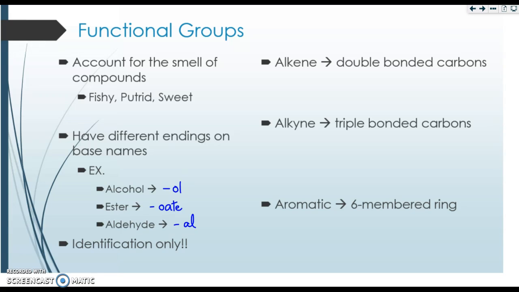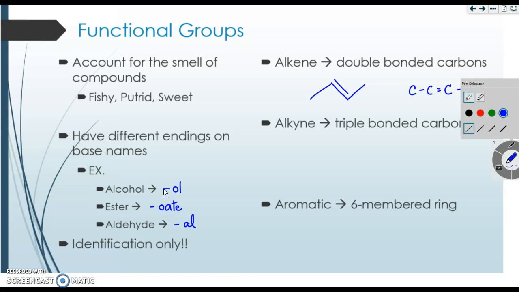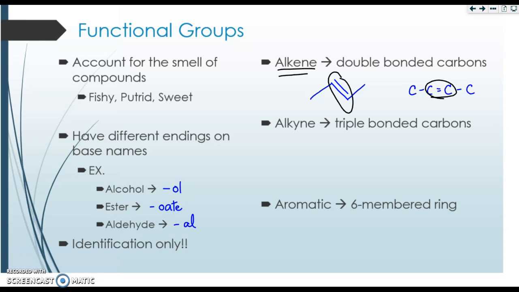The first functional group is an alkene, which is a double bonded carbon. So if I draw the line structure here, there would be 2 lines. Or if I did this, I would use 2 lines. And I would circle the double bond and label it alkene. An alkyne is very similar. Instead of a double bond, it's a triple bond. So once again, you would circle the triple bond and label it alkyne.